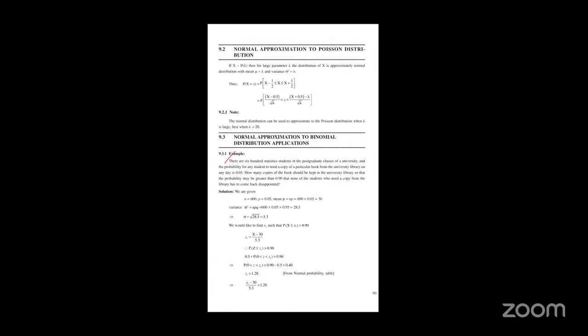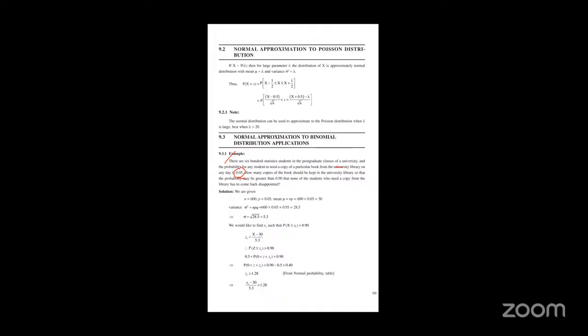There are 600 statistics students in the postgraduate classes of a university, and the probability for any student to need a copy of a particular book from the university library on any day is 0.05. How many copies of the book should be kept in the university library so that the probability may be greater than 0.90? For any person, it is 0.05.